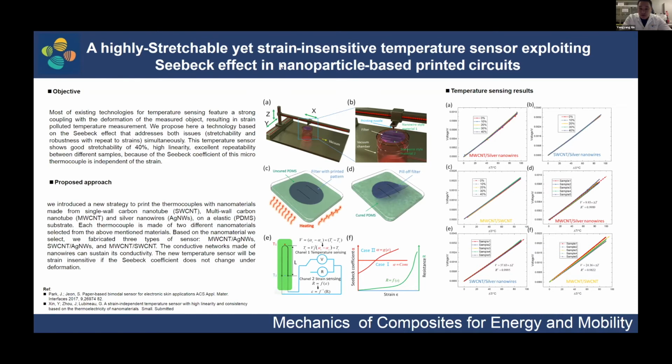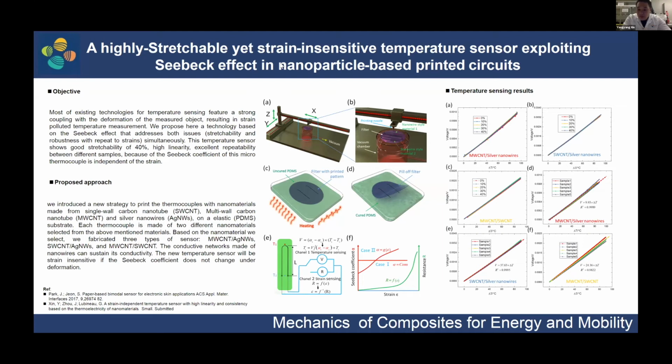Another very important factor is the repeatability between different samples. We fabricated five samples for each of the three categories, and we can see all of the samples' performances are almost overlapped. That means the repeatability between the different samples is really good.